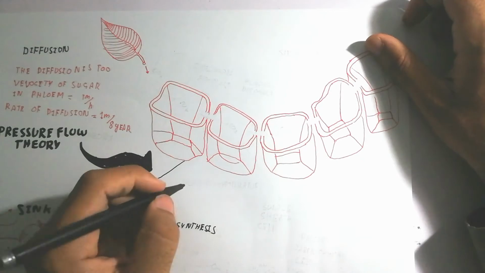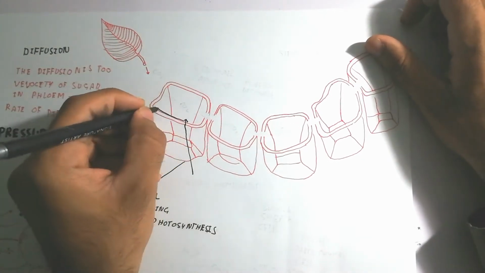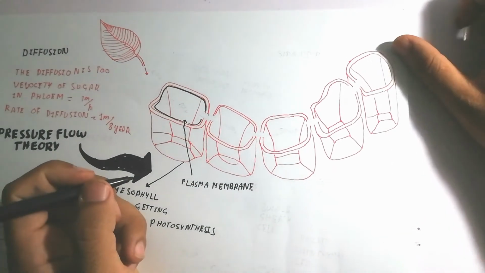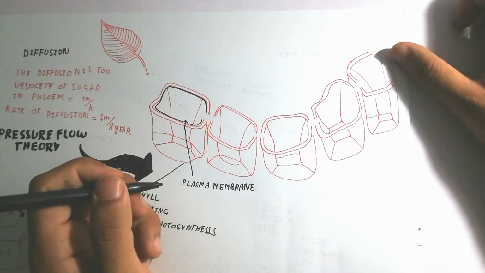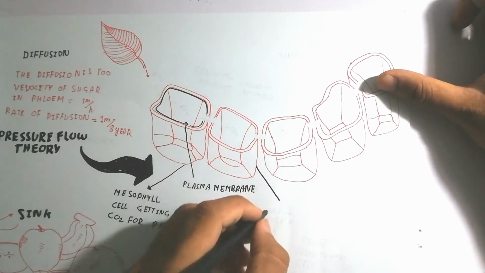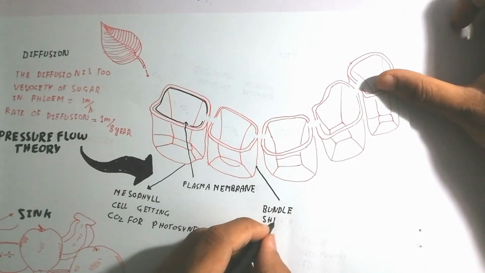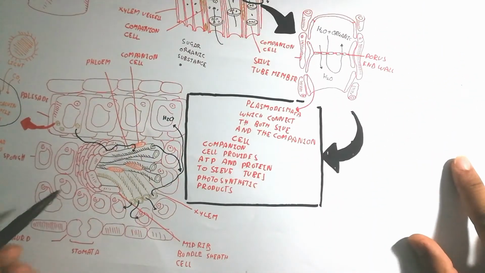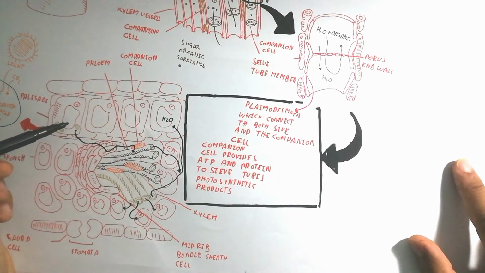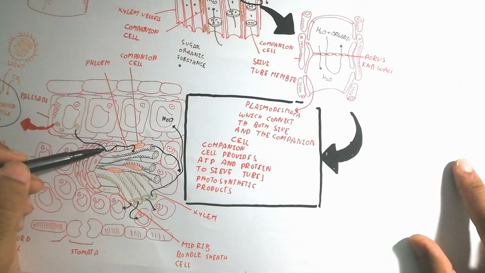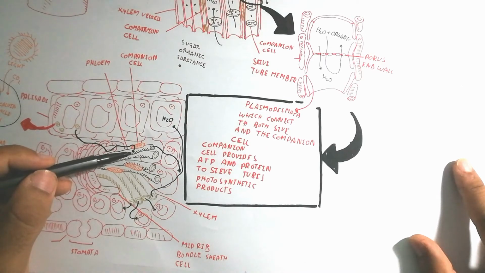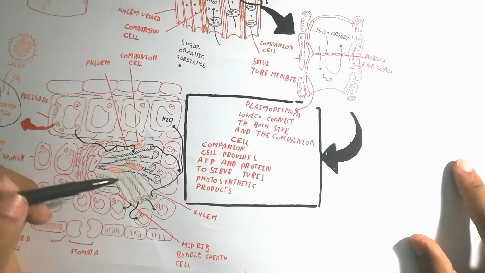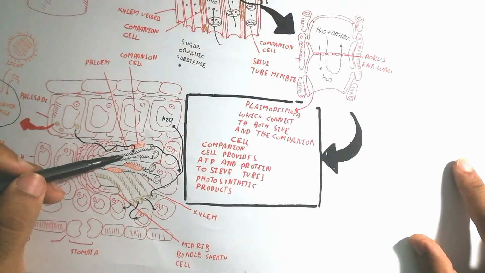So the other thing is the pressure flow theory. We will talk about the pressure flow theory. The pressure flow theory is the concentration of solute, that is the sugar and other material, which goes from cell to cell by producing pressure. So here is the mesophyll cell getting carbon dioxide for photosynthesis and producing sugar, which goes into the companion cell to the phloem. So the phloem accepts it.